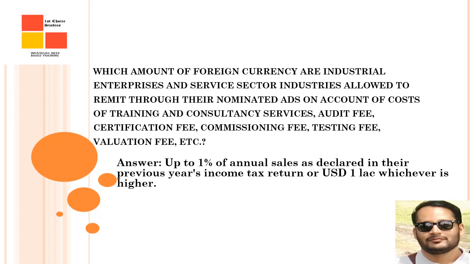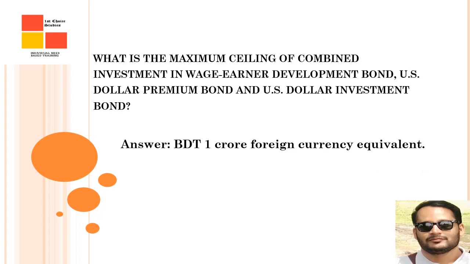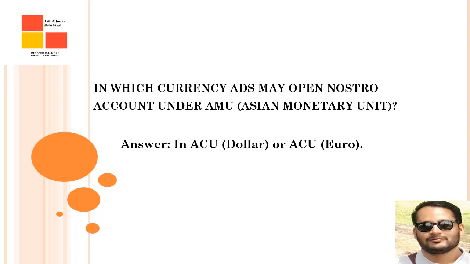What is the maximum ceiling of combined investment in wage earner development bond, US dollar premium bond and US dollar investment bond? Answer: BDT 1 crore foreign currency equivalent. In which currency ADs may open nostro account under AMU, Asian Monetary Unit? Answer: in ACU dollar or ACU euro.